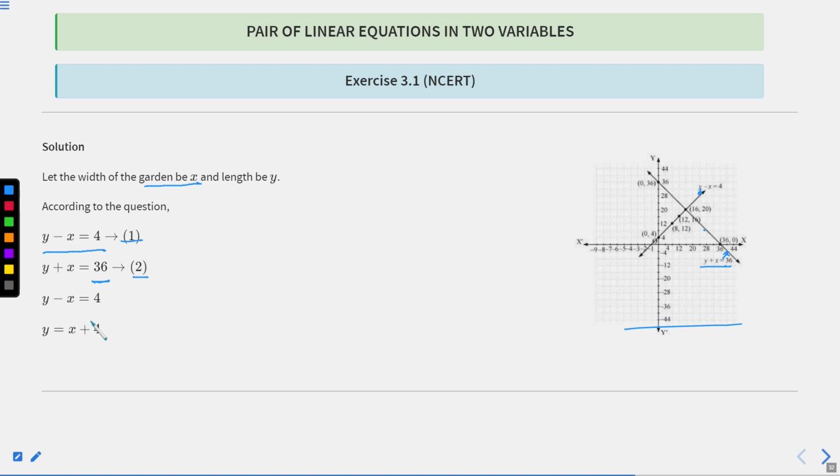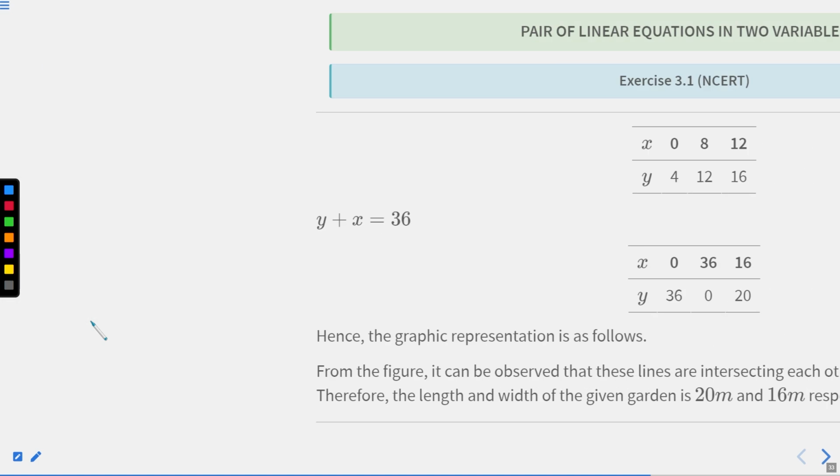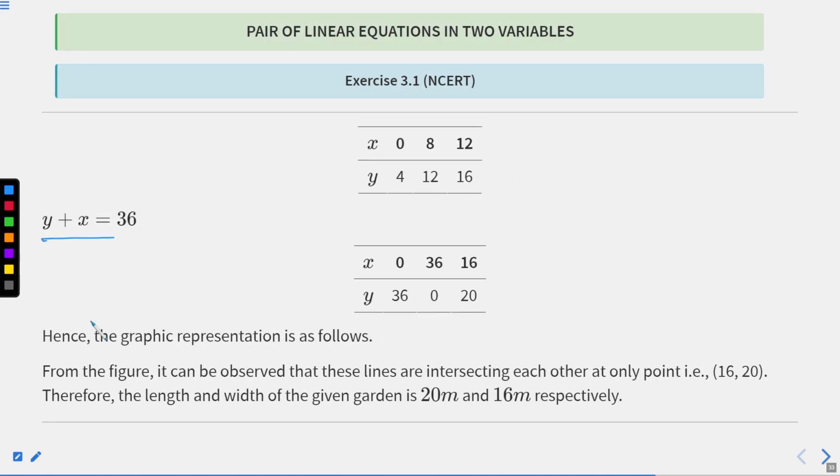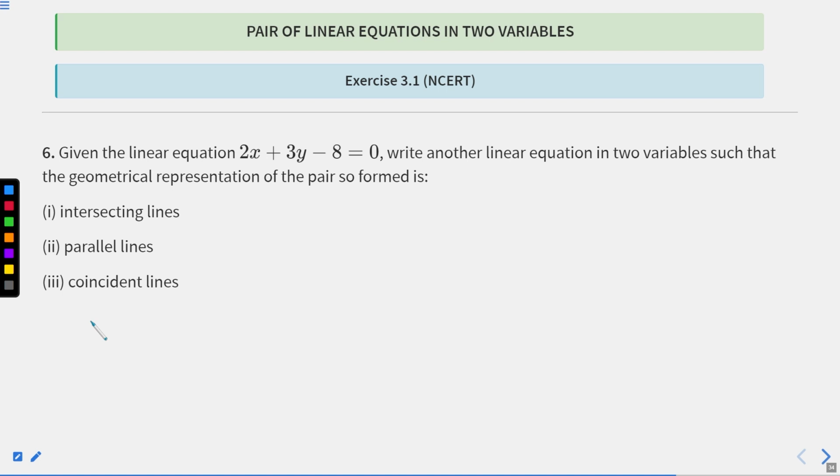Okay, say they are intersecting at 16, 20. So here the value of x is equal to 16 and the value of y is equal to 20. Therefore, the length and width of the given garden is 20 meter and 16 meter respectively. Okay. Now let us move to question number 6.